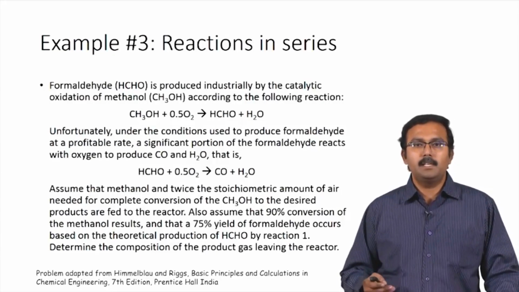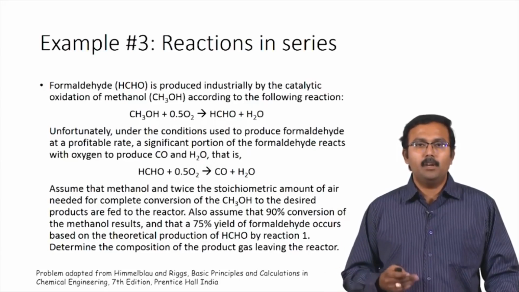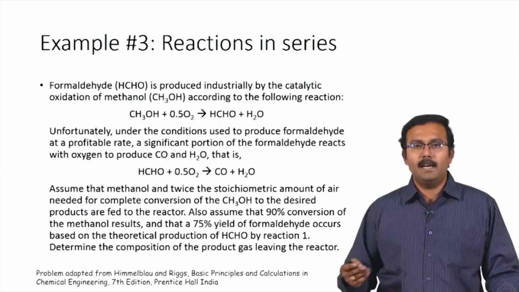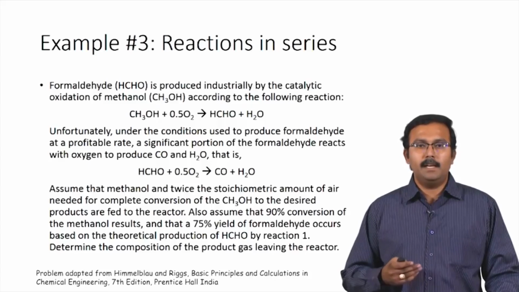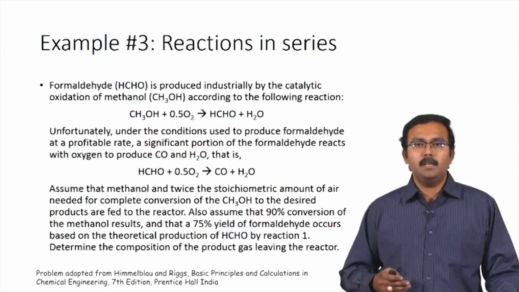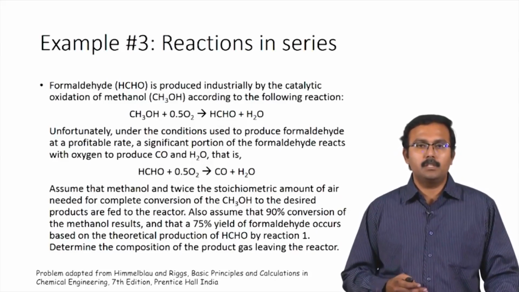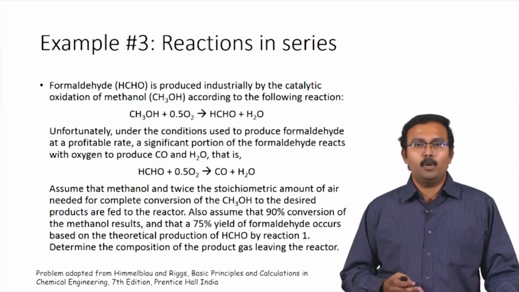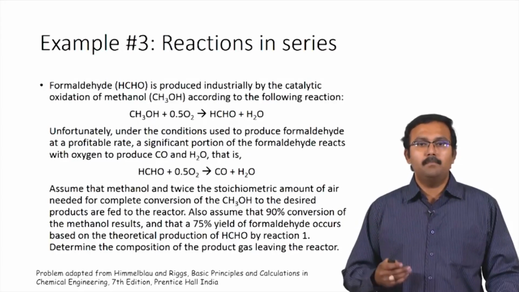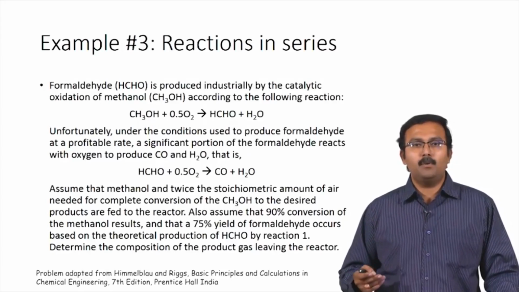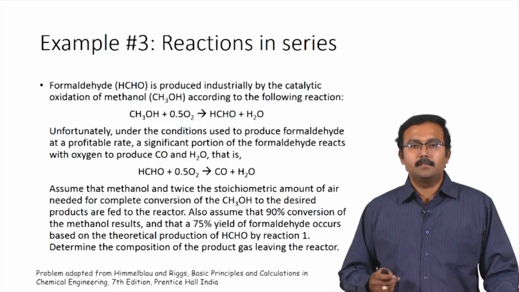Formaldehyde is produced industrially by catalytic oxidation of methanol according to the following reaction. Methanol reacts with oxygen to form formaldehyde and water. Unfortunately, under the conditions used to produce formaldehyde at a profitable rate, a significant portion of formaldehyde reacts with oxygen to produce carbon monoxide and water in the given reaction. Assume that methanol and twice the stoichiometric amount of air needed for complete conversion of methanol to the desired product are fed to the reactor.